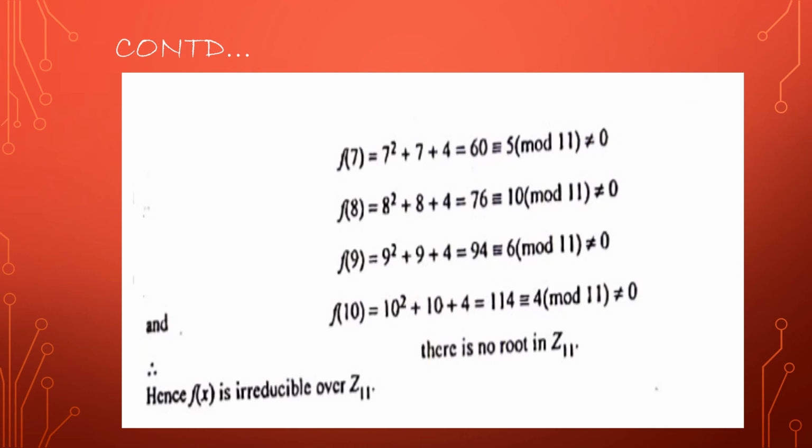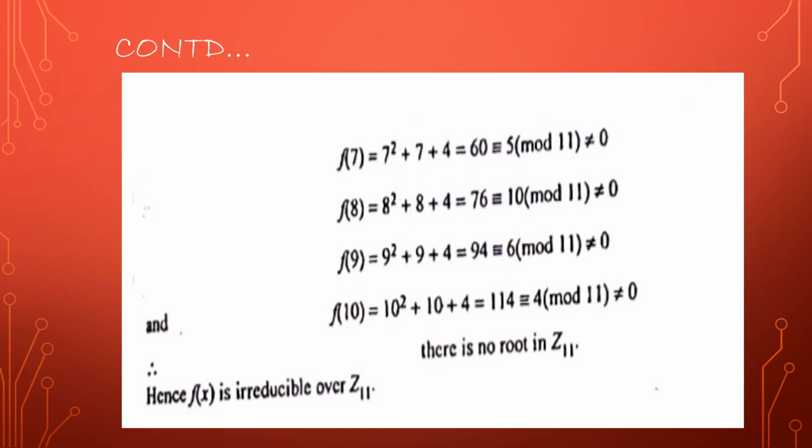And f of 8, the answer is 76. The closest multiple will be 66 and the remainder is 10, which is not equal to 0. f of 9, the answer is 94, which is congruent to 6. That is the remainder you are getting, 6, because 88 is the closest multiple and the remainder is 6, which is not equal to 0.